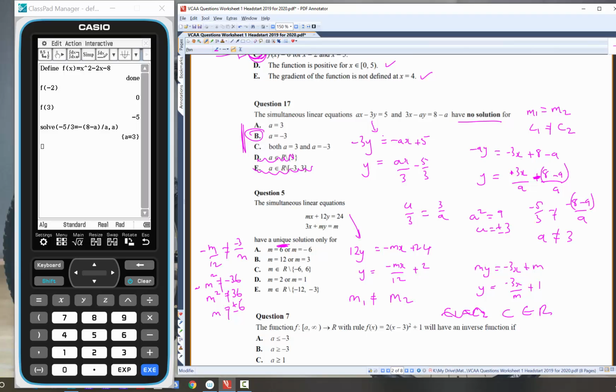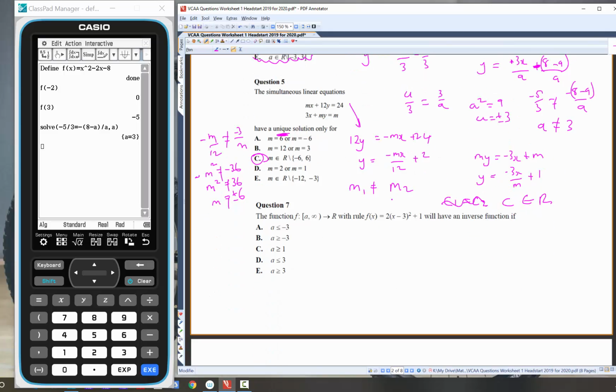For any other value in the real number system, it will be a unique solution. Okay, so except for these 2 points. So I'm presuming for those 2 points it produces parallel lines or something like that. So that's our answer. Okay, on to this question here.